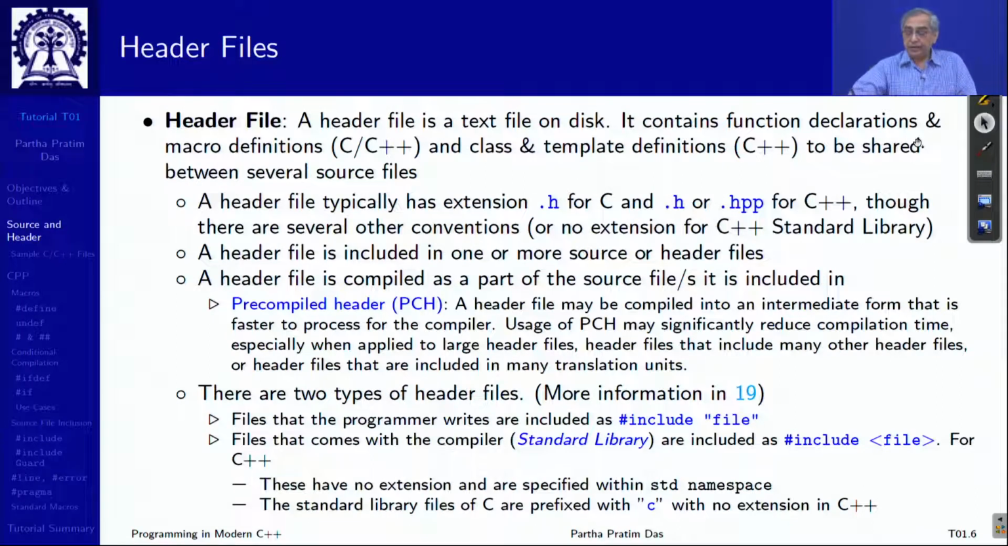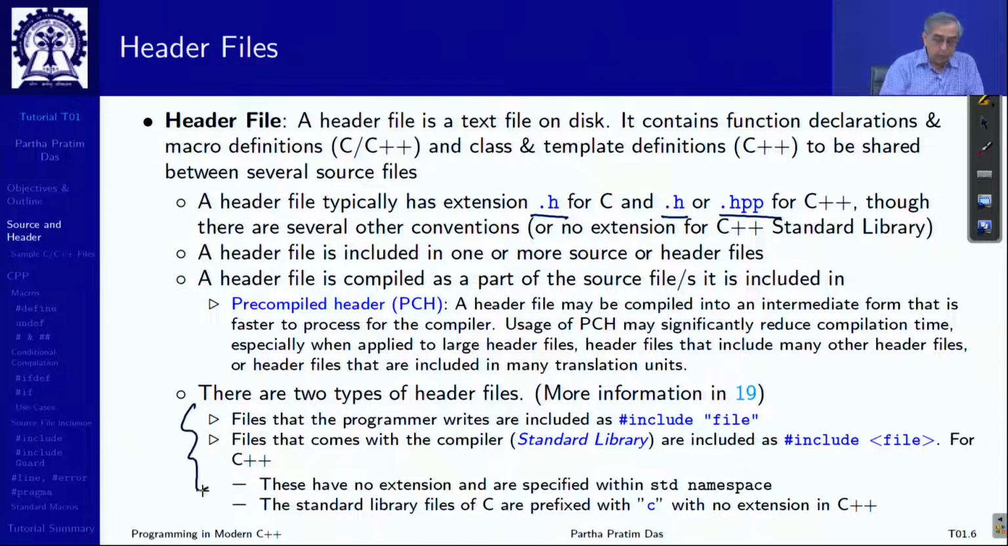A header file is also a text file, typically with extension .h for C and .h or .hpp for C++, though several other extensions have been used, or as you have already come to see, in the C++ standard library, headers do not have an extension. Right? Now, the difference is headers must be included in one or more source files, because they are not independently compilable. So, they are not translation units. Right? There could be precompiled headers and all that.